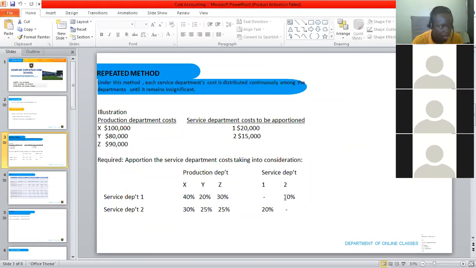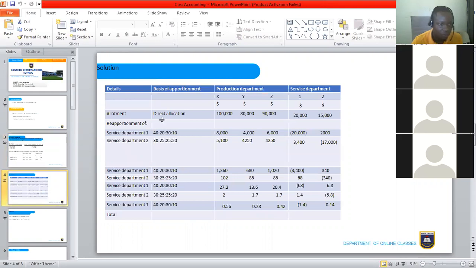When you get to basis of apportionment, you just have to state the percentages that you are using. All right, take your calculators and let's do this. We are supposed to apportion the cost incurred by service department one, which is 20,000, using the percentages that have been given to us.